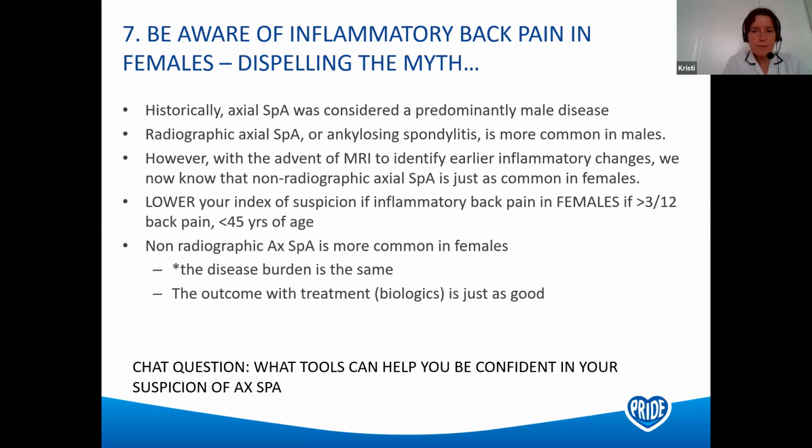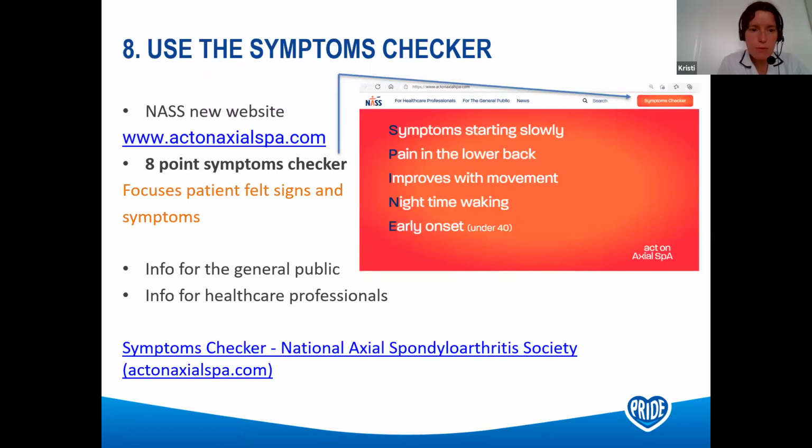Tools, let's have a look. Sorry, I'm forwarding. Okay, so we've got the 8-point symptom checker, Act on Axial SpA dot com. That's your website, and it focuses on what patients feel. So those 8 questions that we looked at the beginning. NASS have also developed this nice little acronym, and they've gone orange. So their inflammatory back pain is now orange. Breast cancer is pink. Macmillan's green. Inflammatory back pain is orange. So the really nice acronym.